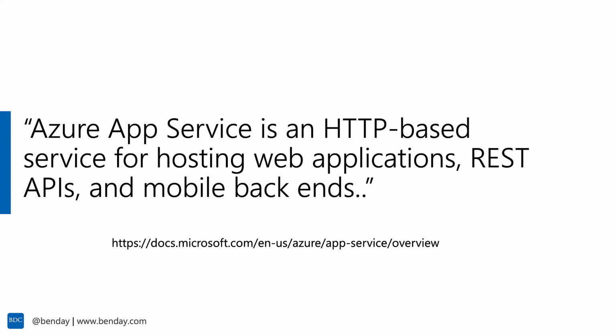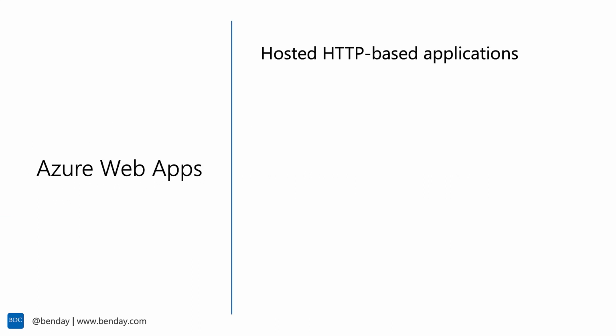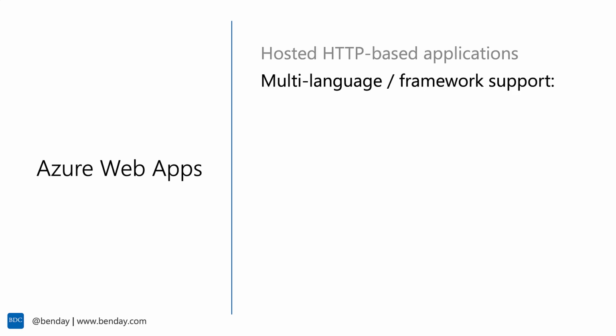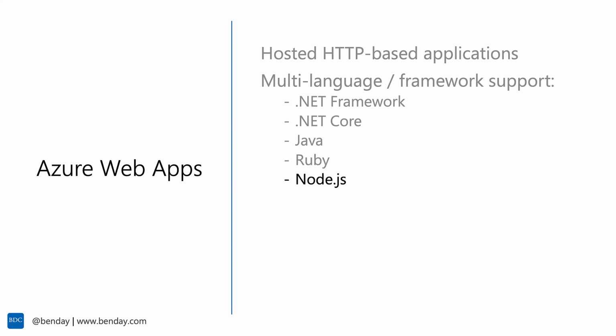Now, looking at the actual documentation, the documentation says, Azure App Service is an HTTP-based service for hosting web applications, REST APIs, and mobile backends. And that pretty much sums it up. So, it's for hosting HTTP-based applications. It supports a whole bunch of different languages and frameworks, so .NET Framework, .NET Core, Java, Ruby, Node.js, PHP, Python, got a whole bunch of things. So if you've got an application that's web-based, HTTP-based, you can almost definitely run it in an Azure web app.